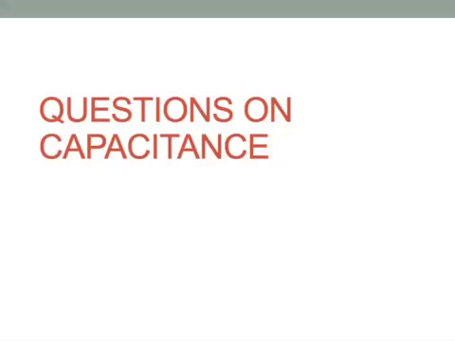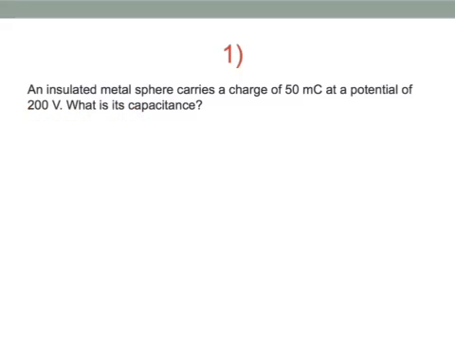Okay, this is questions on capacitance. Question 1. An insulated metal sphere carries a charge of 50 millicoulombs at a potential of 200 volts.